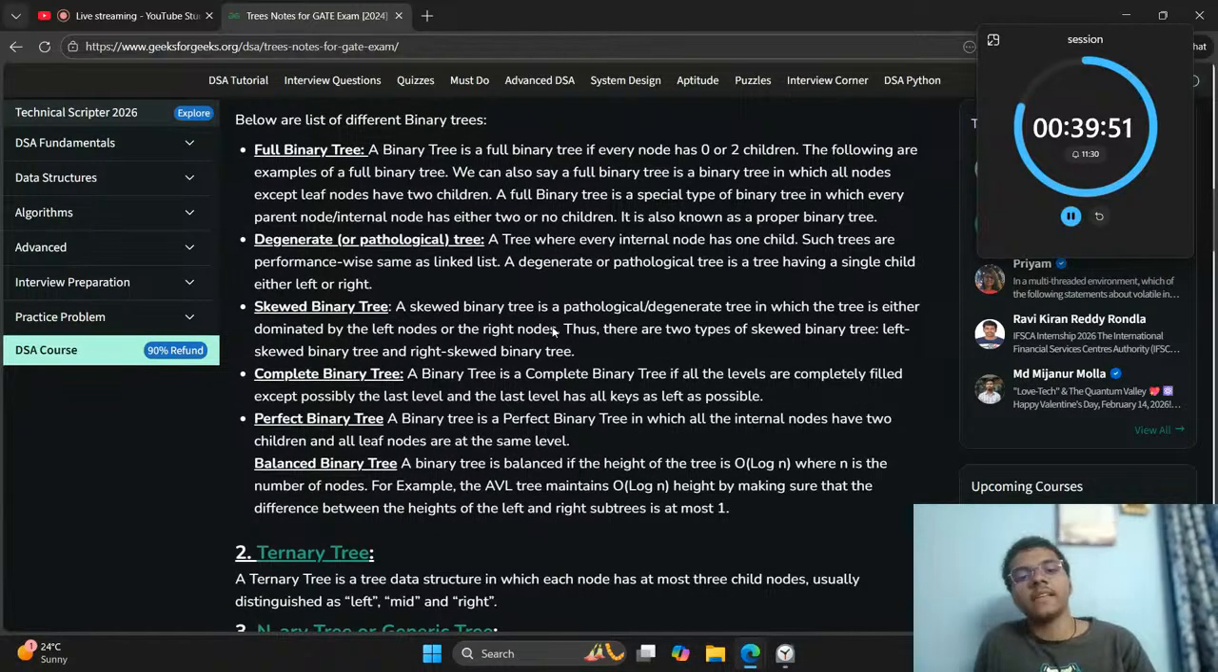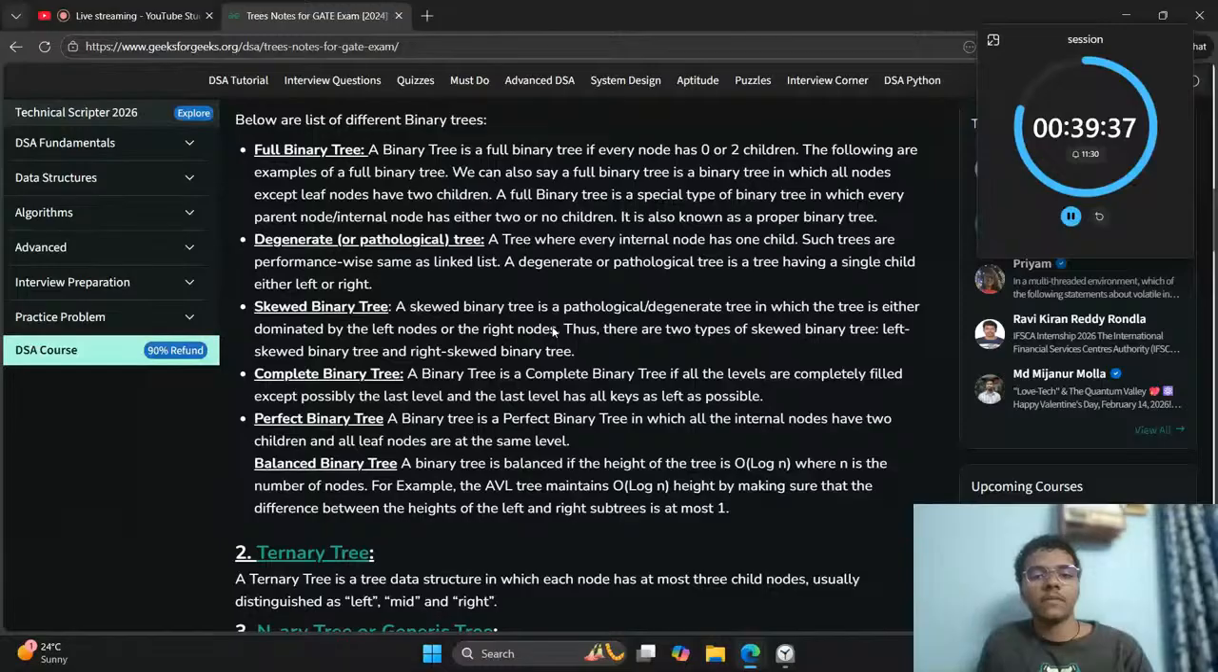A binary tree is a full binary tree if every node has 0 or 2 children. The following are examples of a full binary tree. We can also say a full binary tree is a binary tree in which all nodes except leaf nodes have 2 children. A full binary tree is a special type of binary tree in which every parent or internal node has either 2 or no children.